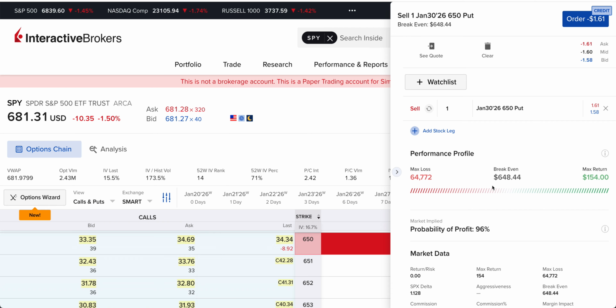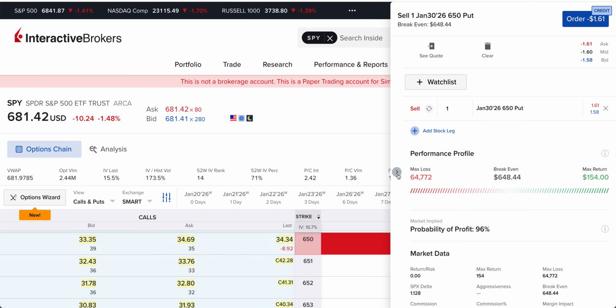The reason for that is, look at our break-even price here. Our break-even price will be 648.44. So in other words, the SPY could fall from where it is now, 681.24, all the way down to 648, and we would still make a profit in this particular trade.